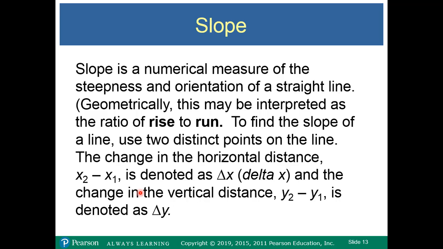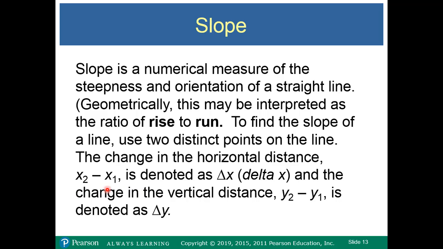Now, what's slope? Slope is a numerical value, a numerical measure of the steepness and orientation of a straight line. Geometrically, this is interpreted as the ratio of rise over run, or the difference in the y values divided by the difference in the x values. So to find the slope, that's all we have to do.